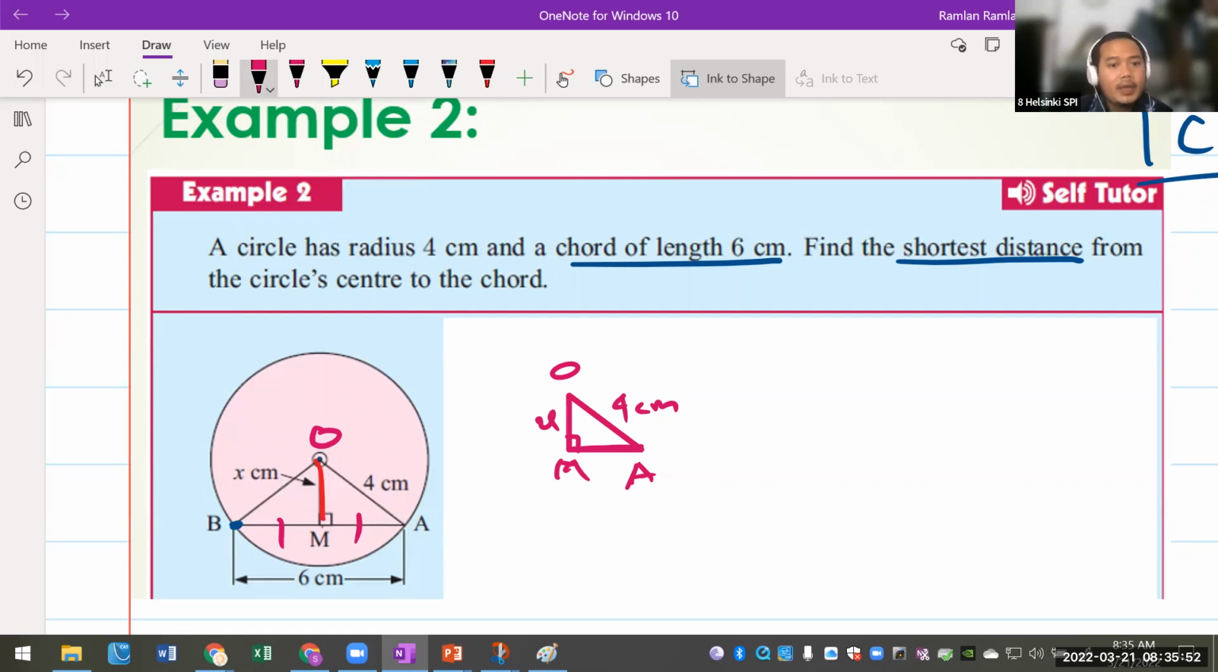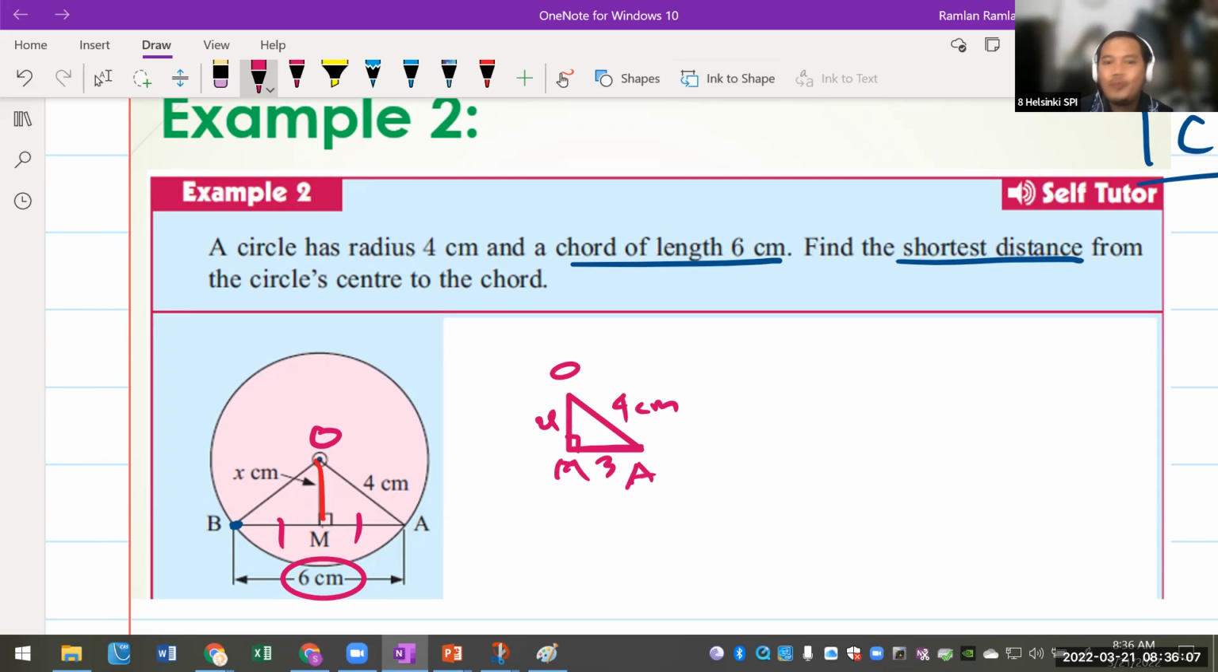So from B to A, and then we have BM and MA. BM and MA will be the same length because they are the same. So you only need to divide this by 2, right? Divide by 2, you get 3. Yes, okay. So this is 4 and this is 3.